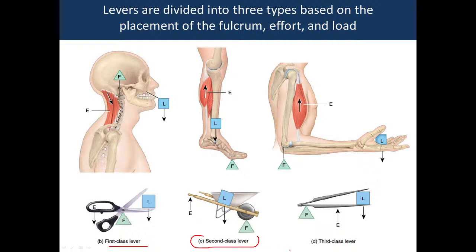The second class has the load between the fulcrum and the effort. See figure, second class levers operate like a wheelbarrow. They always produce a mechanical advantage because the load is always closer to the fulcrum than the effort. This arrangement sacrifices speed and range of motion for force. This type of lever produces the most force. We could find such levers in legs.